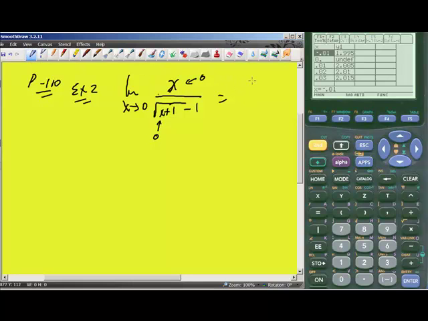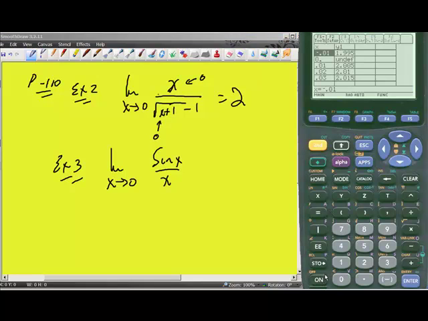Okay, the limit of this function is 2. That's what you see on the table. Let's take another look at example number 3, and that is the limit as x goes to 0 of sine of x over x. Obviously, you can't put in 0, so we will have to define this using a table.